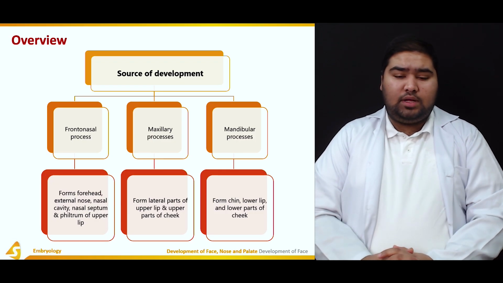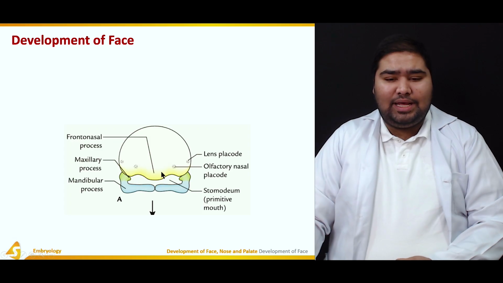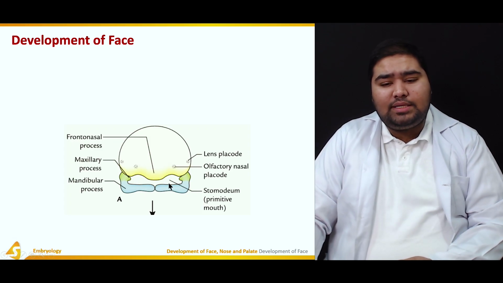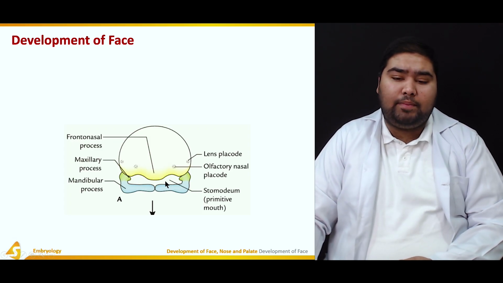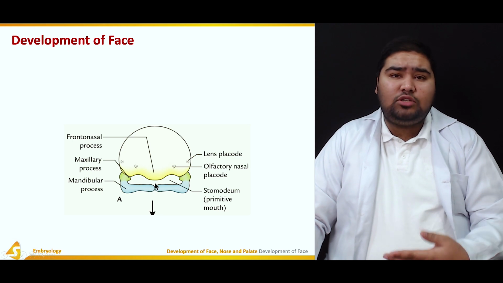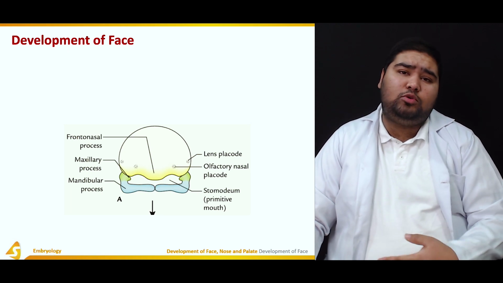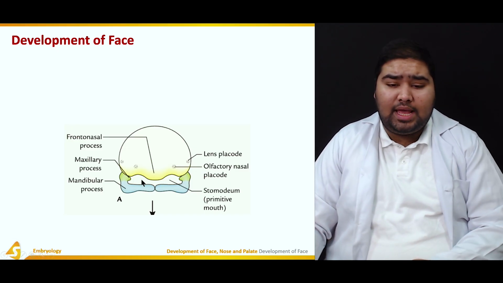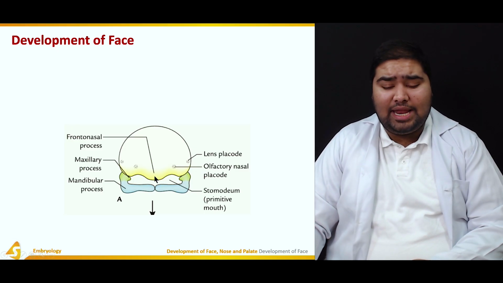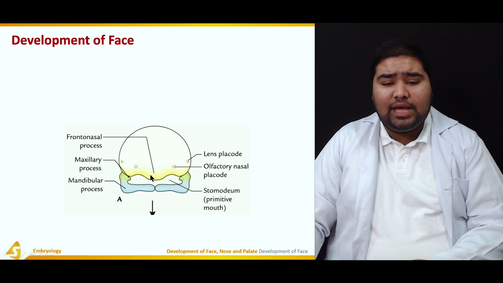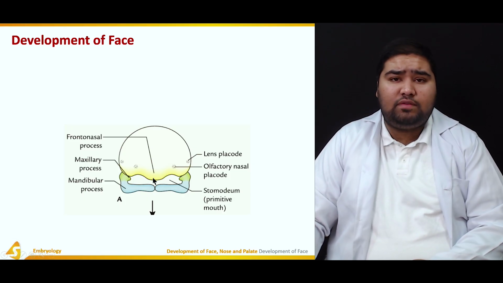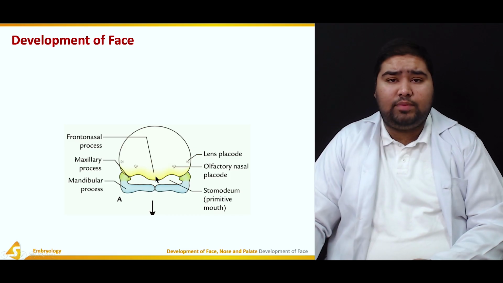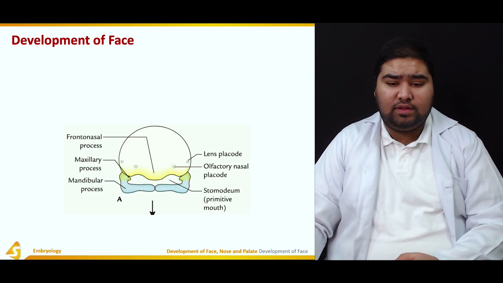So in this figure, you can see these swellings clearly. This is the old stomodium, which I was talking about. This is the site of the adult mouth. Stomodium is also known as an opening or the primitive mouth. So this area is the old stomodium. This indentation in yellow is the frontonasal process or the frontonasal swelling. It helps in the formation of the frontal and nasal aspects of the face.